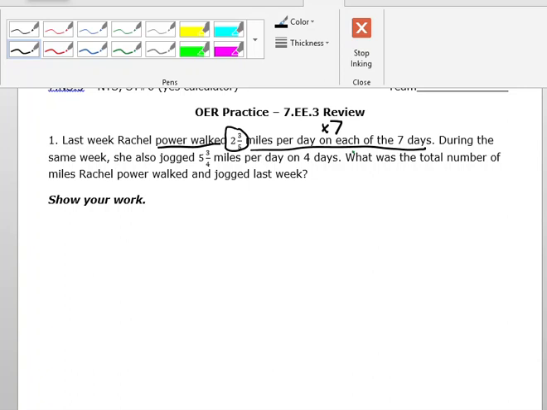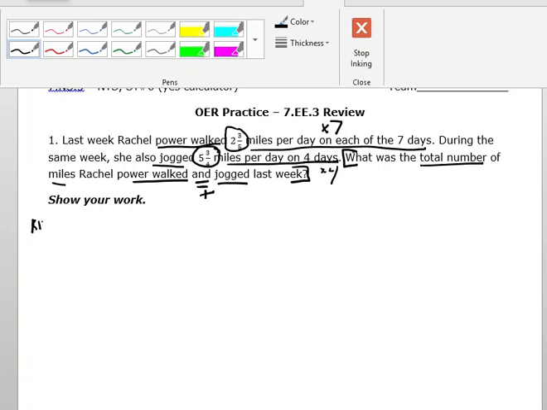During the same week, she also jogged 5 3/4 miles per day on 4 days. So her jogging is times 4. What was the total number of miles Rachel power walked and jogged last week? And so that's important because I know that I'm going to be adding here.